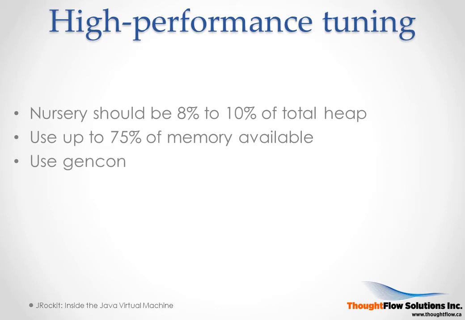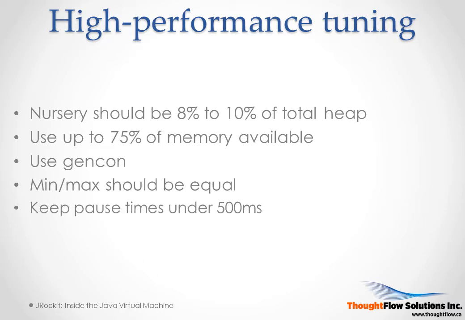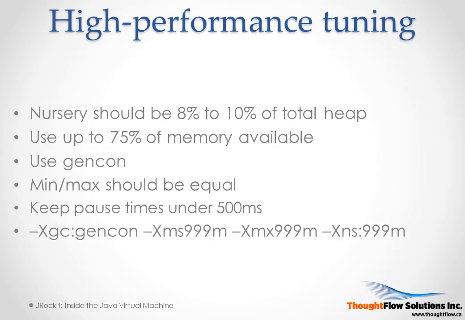Use GenCon as was previously suggested, and the Java min and max heap sizes should be equal so that there is no time spent readjusting the size when you go over that number. The target as well is to keep pause times under 500 milliseconds. These are the actual Java command line parameters that you would use in this case. You have the -XgC:gencon, the min and max, plus the nursery size, which is -Xns.